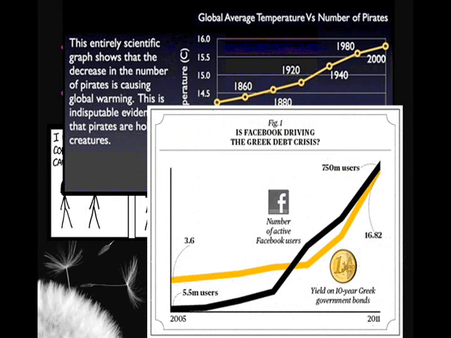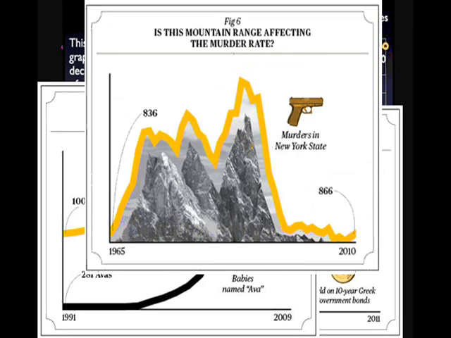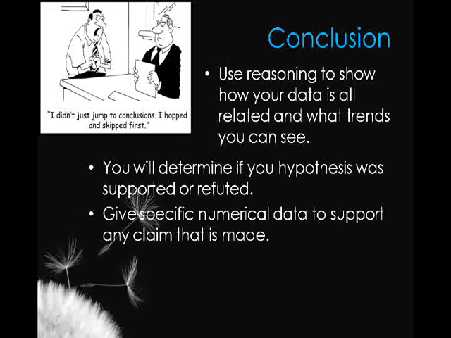Here's another one. Is Facebook driving the Greek debt crisis? As the number of Facebook users go up, the debt crisis also increases in Greece. Not necessarily a causation situation, but they're both showing a positive relationship. Baby name Ava caused the housing bubble? Probably not. Is this mountain range affecting the New York murder rate? Again, just because they show a relationship in some way doesn't mean that they are actually causing each other.